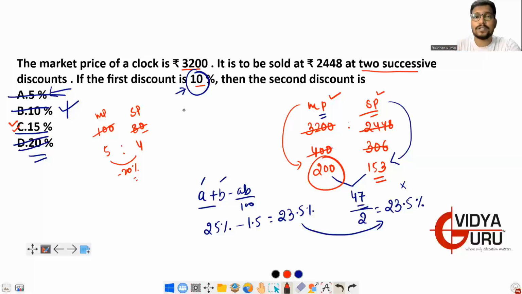Now, the first discount is constant here, 10%. Now we have to just take the options like this, 5%, 10%, and thereafter 15%, and that 15% is suited here. That's why we will get the right answer of 15%. Okay, so I hope you get this concept. Now we will move to the next question.